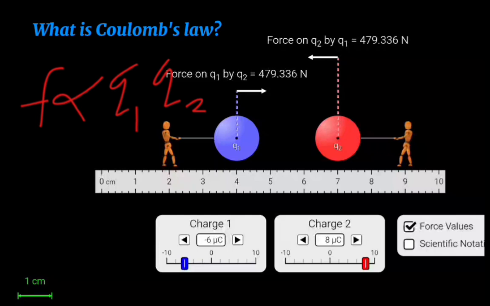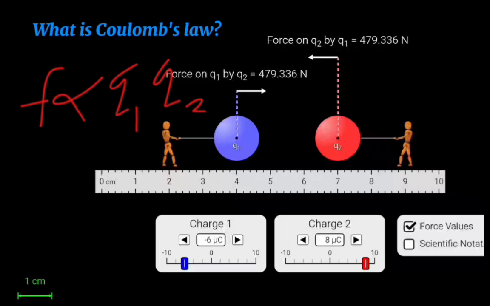Now let's do something. Let's say I increase the charge on the body, because Coulomb's law says that the force of interaction is directly proportional to the product of charges. What that means is that if the quantity of charge on these charged particles, Q1 and Q2, increases, the force of interaction between them is going to increase. So let's see what happens.